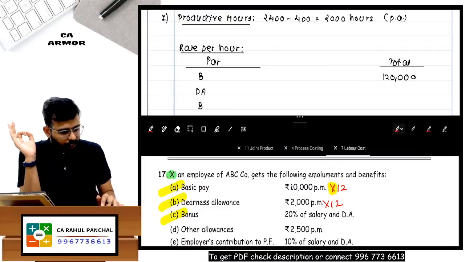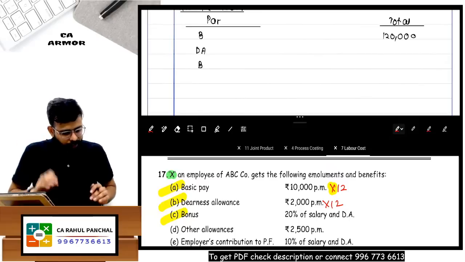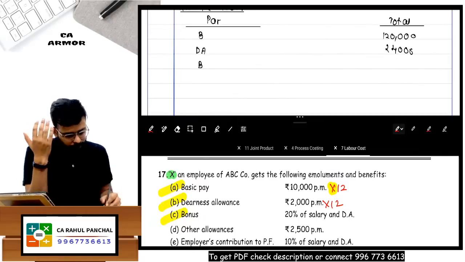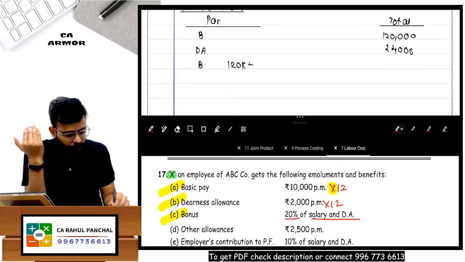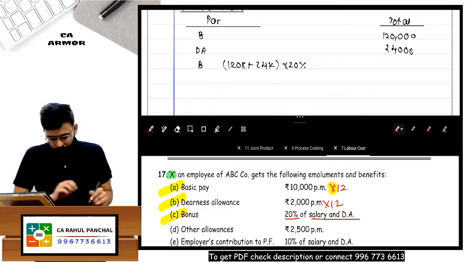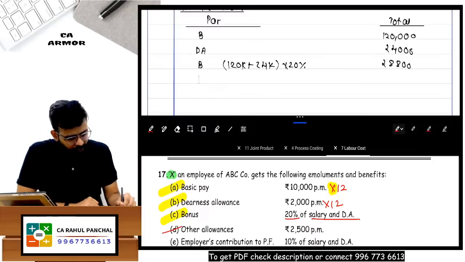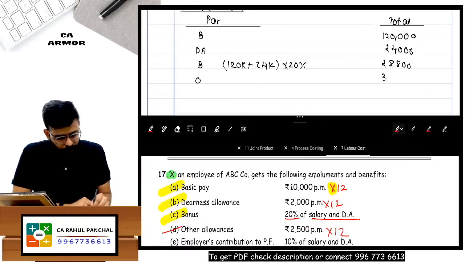It is illustration number 1 in the ICI study material. We can say question number 1 in the ICI study material. Chalo. Now understand. Then it is 2000 into 12, it is going to be 24,000. Sir, you pay bonus. How much bonus? 20% of salary and DA. So let us calculate salary and DA, which is 1,20,000 plus 24,000, and 20% of this I give as a bonus. So 1,20,000 plus 24,000 into 20%, I will get 28,800 as a bonus. Understandable. Sir, other allowances. Again, 2,500 into 12, you will get 30,000.